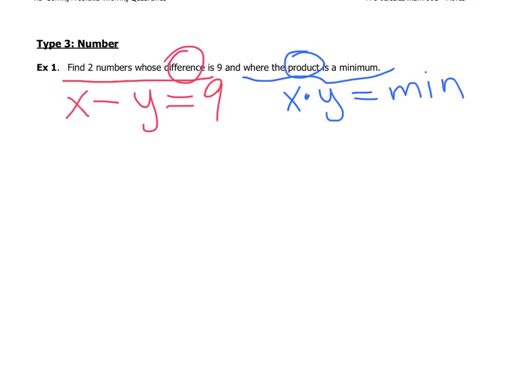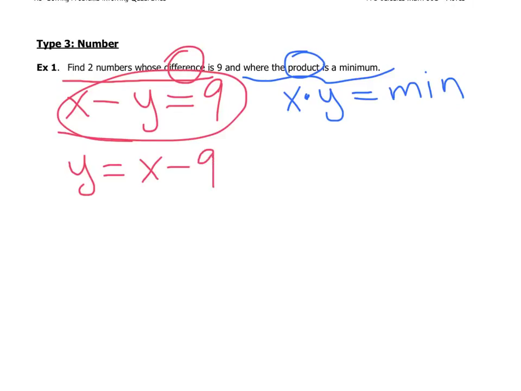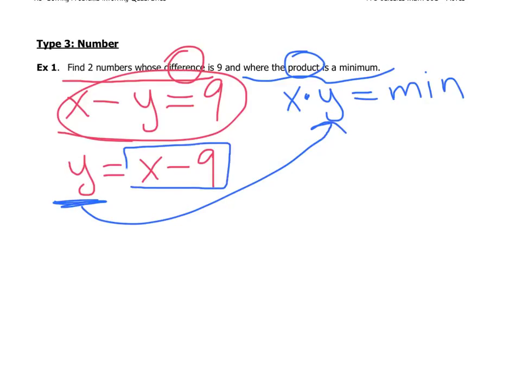Well, now the process from here is the same as what we've done before. We've got two equations. We only really want to work with one equation and one variable as well. So let's rewrite this so that it's in terms of just one variable. So how about we solve for y and then we say y is equal to x minus 9. Now we've got an equation that says y equals, and over here we've got an x times y. Let's take x minus 9 and replace this y with that.